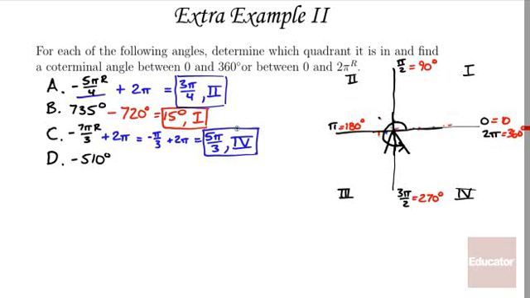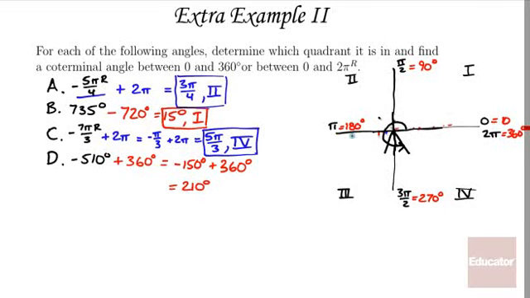Finally, negative 510 degrees. Where does that one end up? Well, that's definitely less than 0, so we'll add 360 degrees, and we'll end up with negative 150 degrees. Still less than 0 there, so we'll add another 360 degrees. And that gives us 210 degrees. And that's between 0 and 360 degrees, so we know we found our coterminal angle.